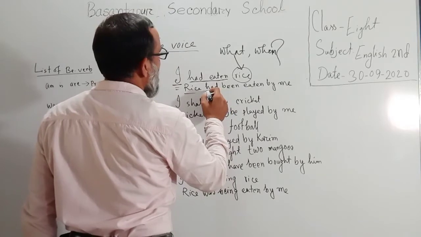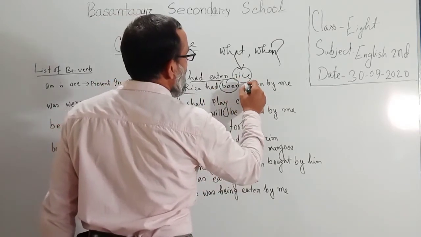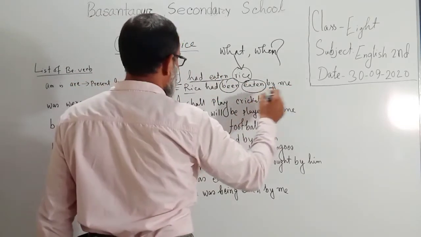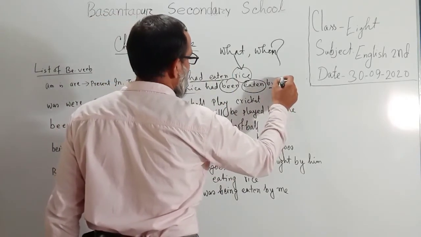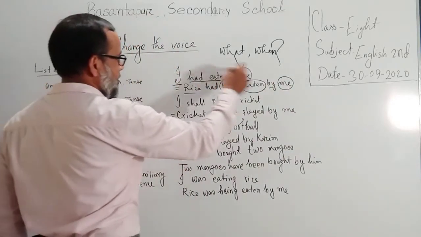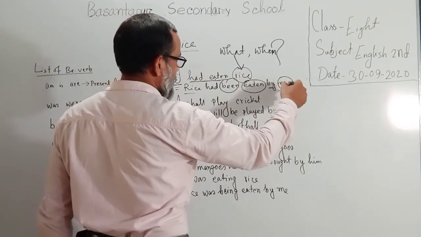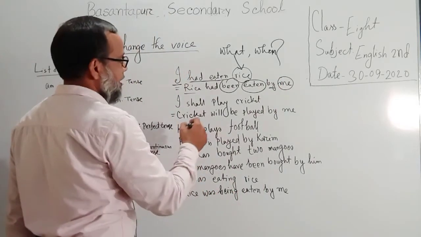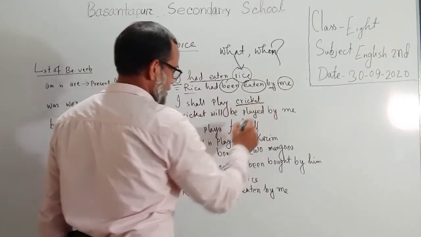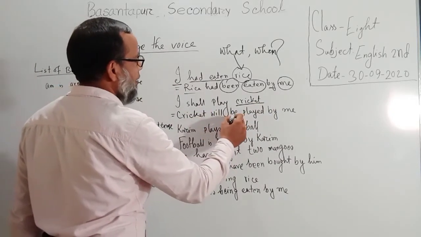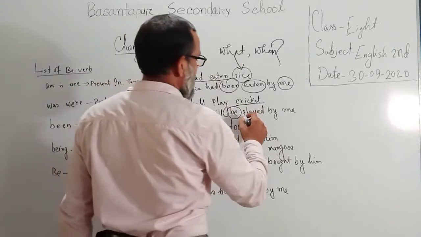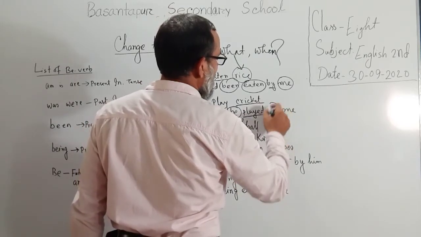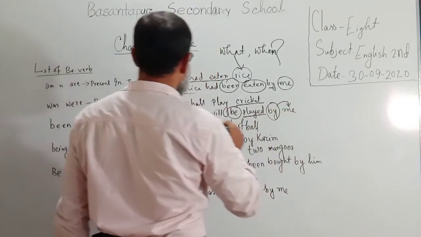Rice had been eaten: be verb and main verb past participle, as it is already in perfect tense, then by, then the subject in objective form, me. After a preposition we use the subject in objective form. I shall play cricket. Here the object is cricket. Cricket will be played: will be, then the main verb in past participle form, then the preposition by, then the subject in objective form.